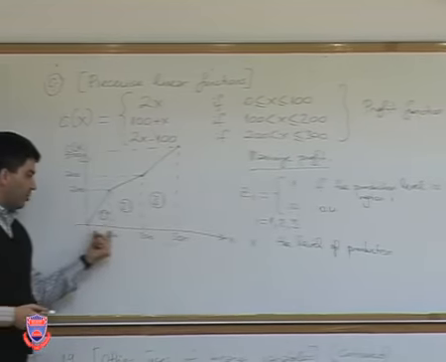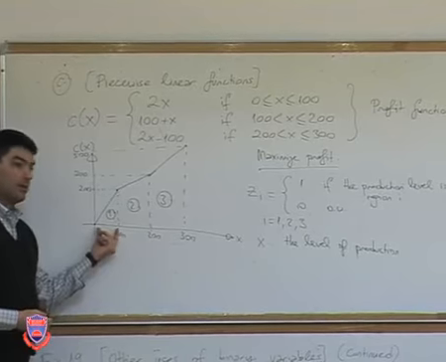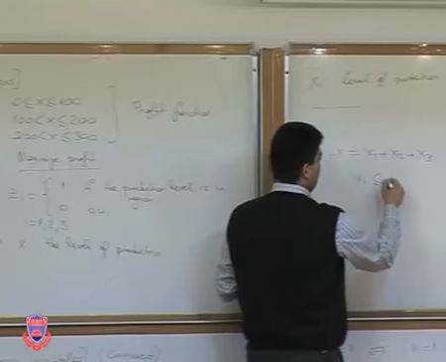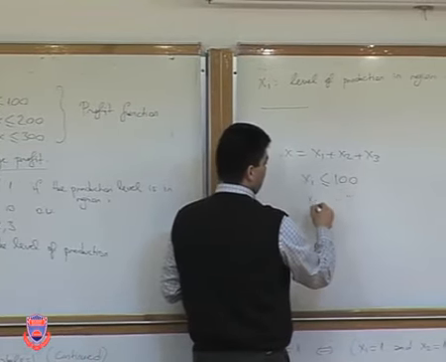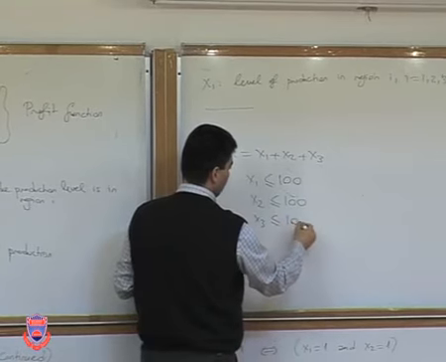So x1 denotes how much production I have in this first region. What's the largest value of x1? So x1 cannot be more than 100. So let's write it down. What about x2? Well, the same is true for x2, and the same is true for x3 as well.